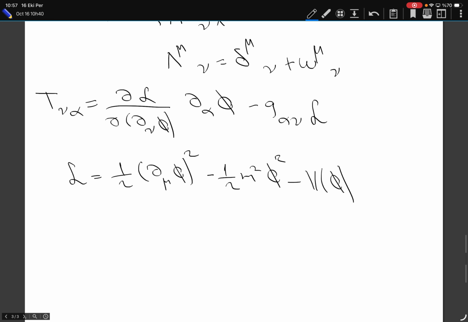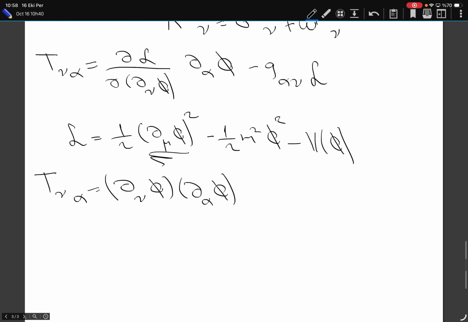This is a possible Lagrangian that we have been playing around with. The corresponding energy momentum tensor would be the derivative with respect to the derivative of the field. It only gets contribution from this one: del nu phi times del alpha phi. Then we have minus g alpha nu times the Lagrangian itself.